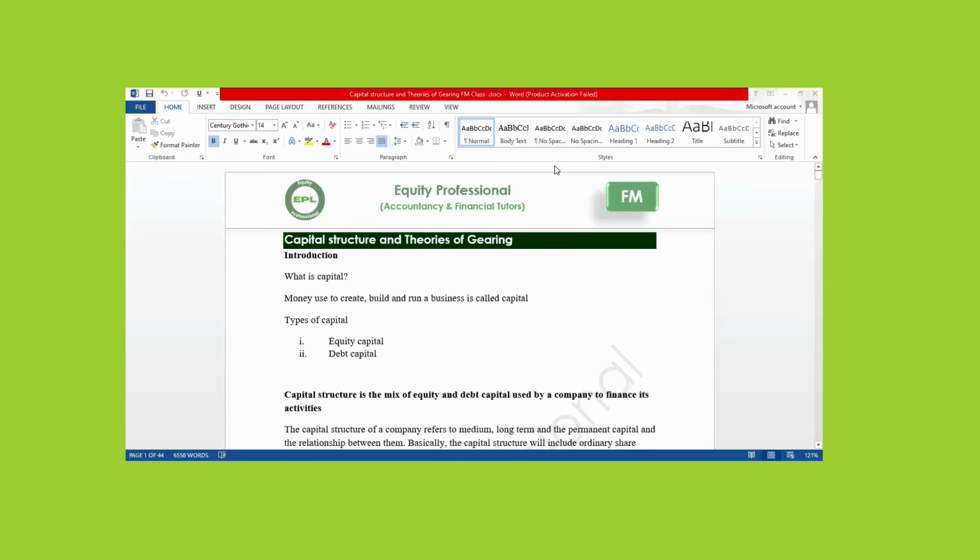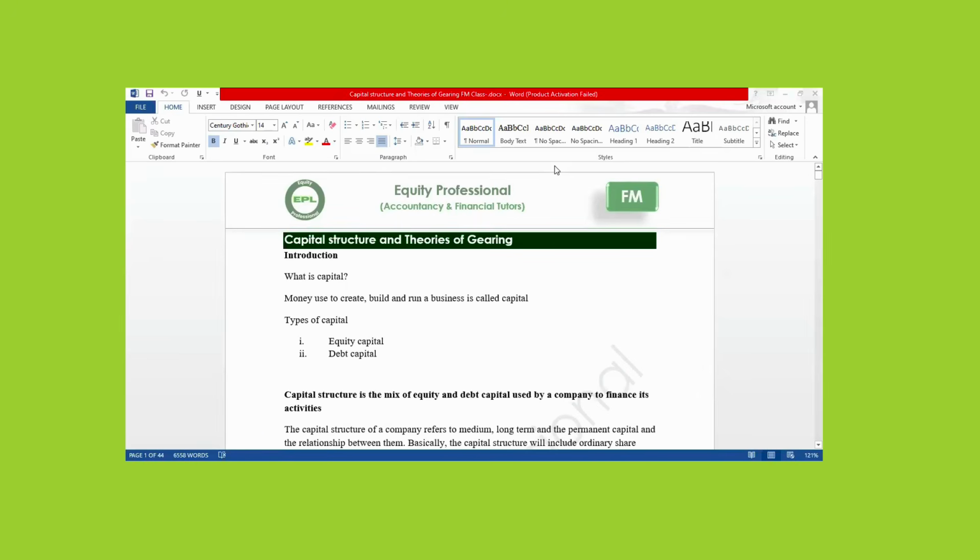Having said that, let us look at the topic tonight. Capital structure and theories of gearing. Number one, what is capital? What do you understand by capital? We can define capital as money used to create a business, to build a business, and to run a business.